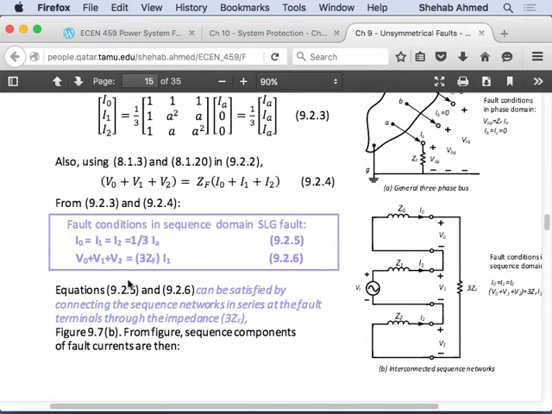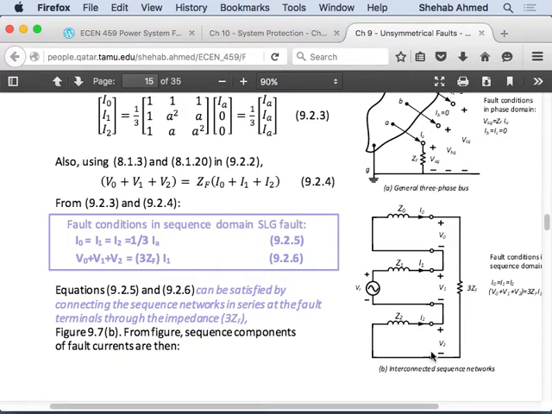So what do these two conditions tell us? These two conditions tell us that all the sequence currents are equal, which means that I can put the circuits in series. And the summation of the sequence voltages is equal to the voltage drop across an impedance equal to 3ZF, with current I1 or I2 or I0 flowing through it.